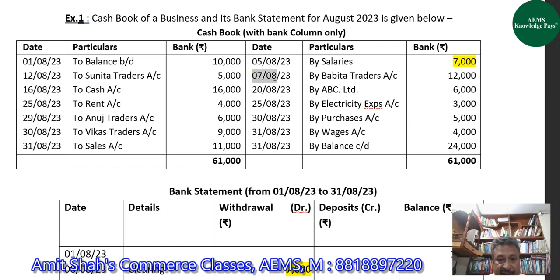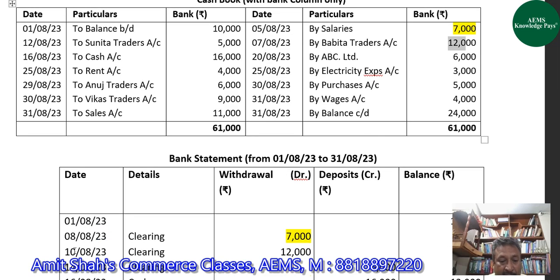The next, second transaction is of 7th August, payment of 12,000 to Babita traders, and that got cleared on 10th August in bank. So he will tick them also. Have you got me, guys, or not? Yes, sir.